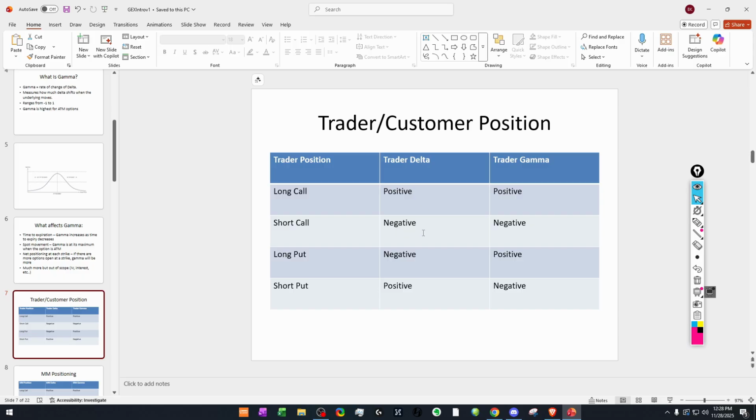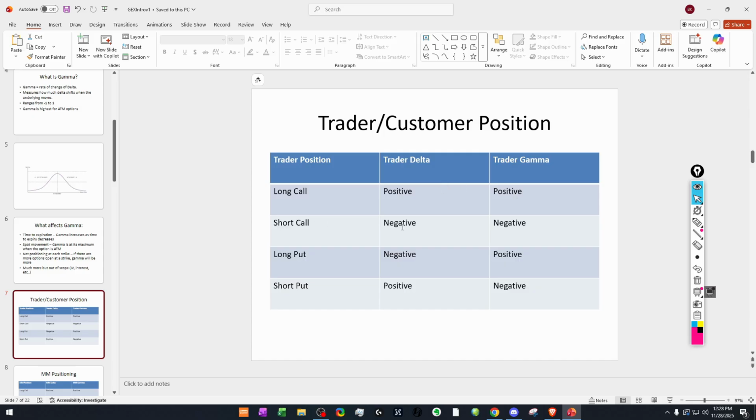If you're negative delta, you're short delta. And if you're negative gamma, you're short gamma. So just basically the same thing. They can be used interchangeably. So understanding what options position has what delta and gamma is very important. If a customer is long a call, they have positive delta and positive gamma.